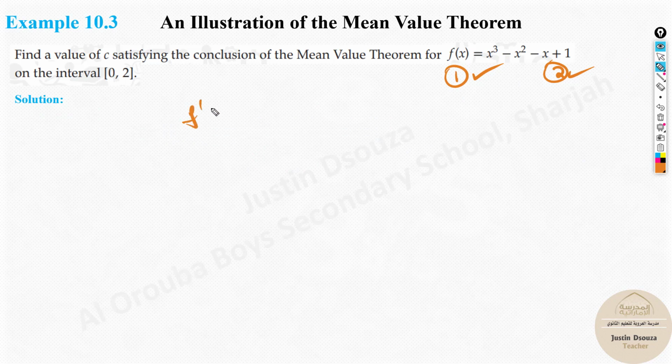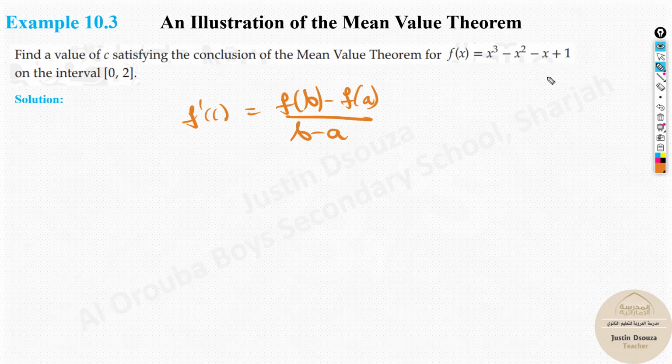It is f dash of c equal to f of b minus f of a divided by b minus a. Now, all the values required are given in the question. Let's find the left-hand side now. Let me do the derivative. We can take this as f of c. That will be c cube minus c square minus c plus 1.